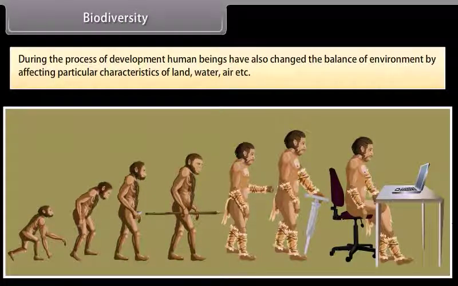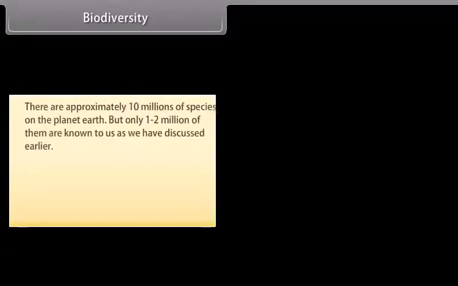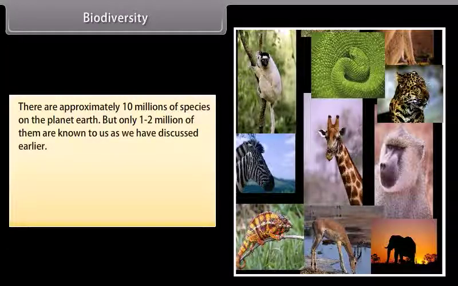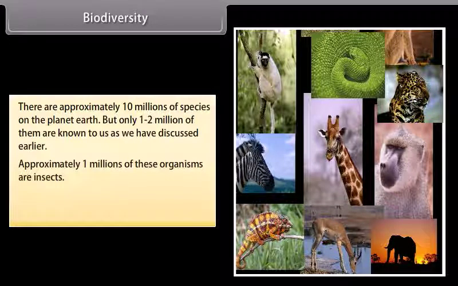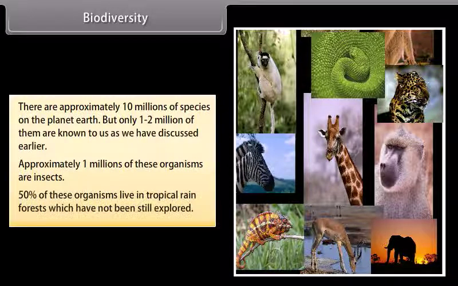water, air, etc. There are approximately 10 million species on planet Earth, but only 1 to 2 million of them are known to us, as we have discussed earlier. Approximately 1 million of these organisms are insects. 50% of these organisms live in tropical rainforests, which have still not been explored.